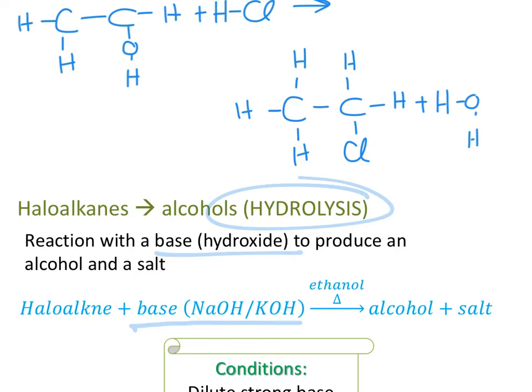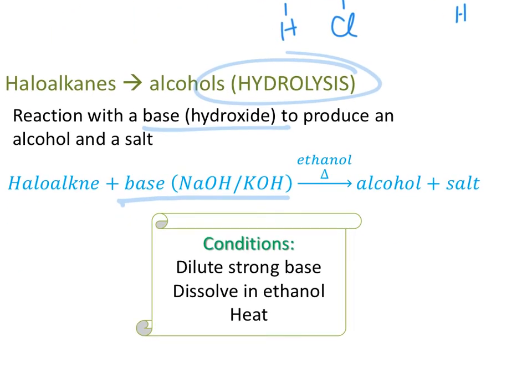Now, the conditions here, compared to when we have an elimination reaction, are really important. It's a dilute strong base. For an elimination reaction, it's concentrated. This is a very, very important part of this. We also need to heat it, not as much as we do with an elimination reaction, but we still do need to heat it. We dissolve it in ethanol just to help the reaction.